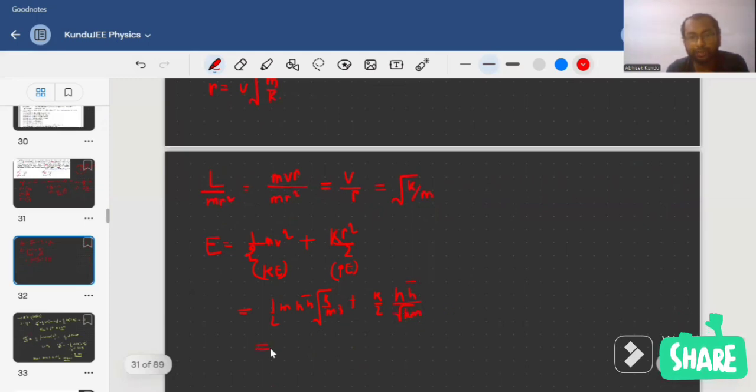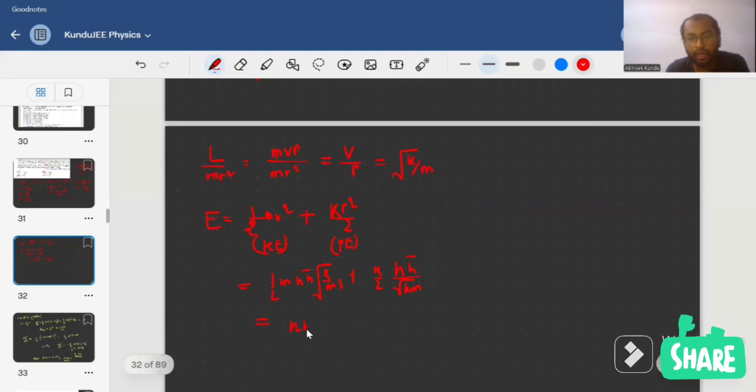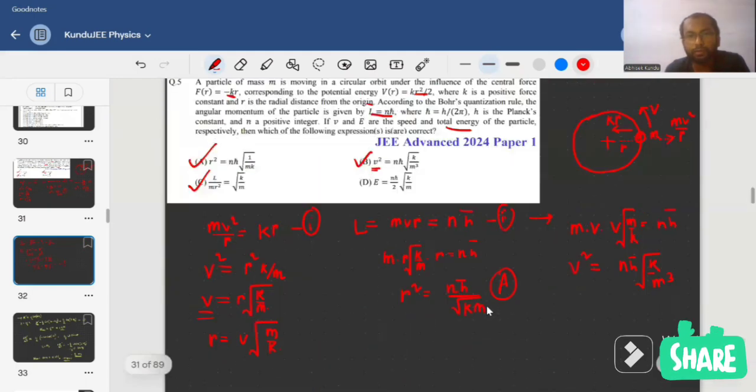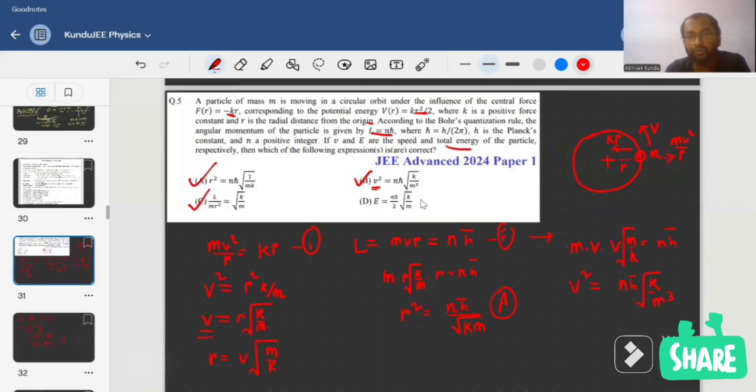Now we'll do the addition. n into h bar by 2 root over k by m plus n h bar by 2 root over k by m. So the total energy becomes n h bar root over k by m. But what is the option given? It is given as n h bar by 2 root over k by m. But we are getting n h bar root over k by m. So this option is not correct. So A, B, C options are correct. I hope you understood. Thank you.